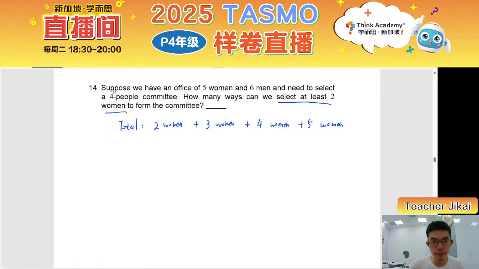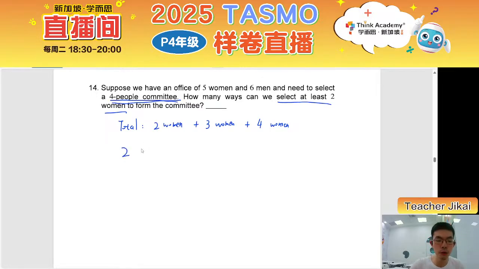So let's see again. We have how many people in the committee here? 4 people in the committee. So how can a 4 people committee include 5 women here? It cannot be the case, right? So we cannot make it 5 women here. So it is just this case, right? 4 women, 3 women, 2 women. So we just calculate each part of it.